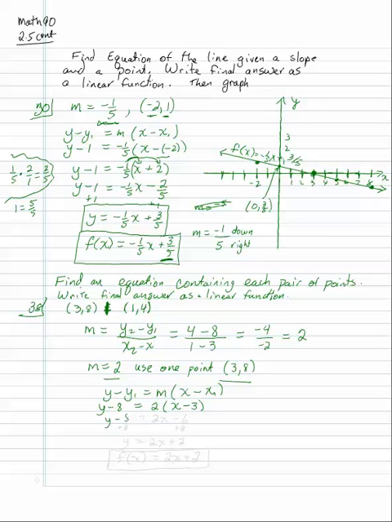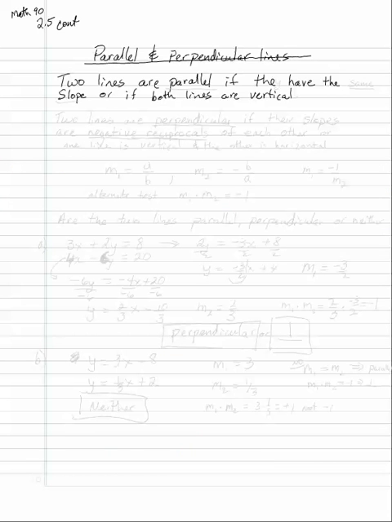So we're going to distribute the 2. And then you're going to add 8 to both sides. So y equals 2x plus 2. And then you're going to write it as a linear function, so change the y to an f of x. And now you're done. f of x is equal to 2x plus 2.